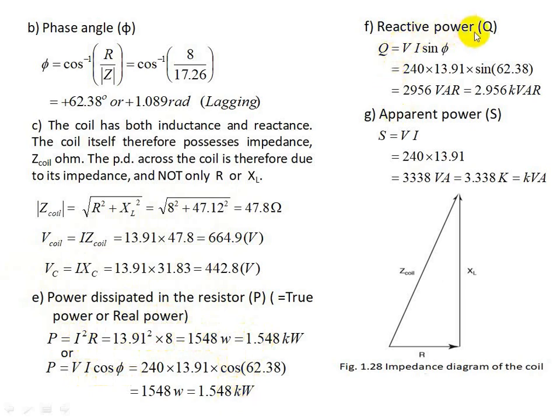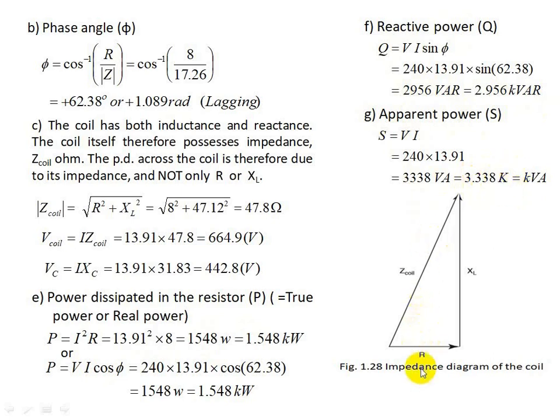Then reactive power Q is the product of VI sin phi. So substitute all the values, we'll get this value as 2956 var. We can also write it in terms of kVAr. So divide this value by 1000, so you can write it as 2.956 kVAr. Then apparent power is the product of V into I. Substitute the values, we'll get 3.338 kVA.